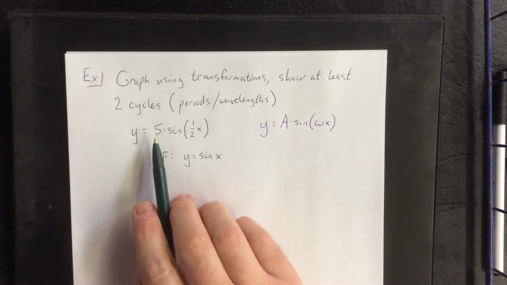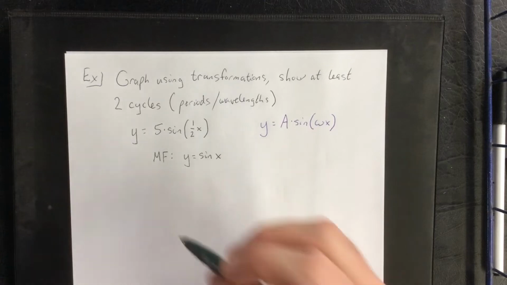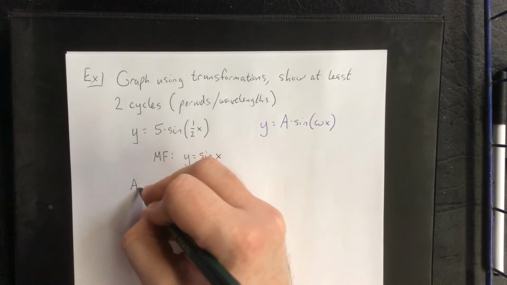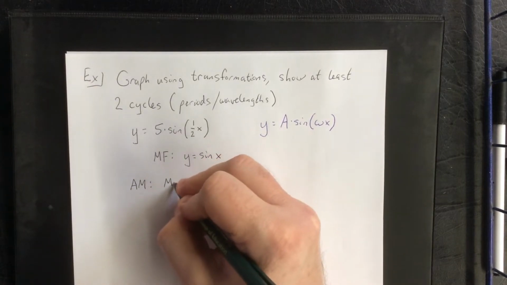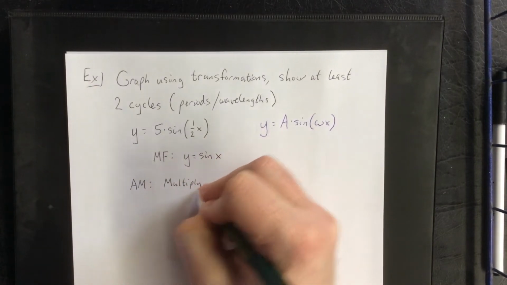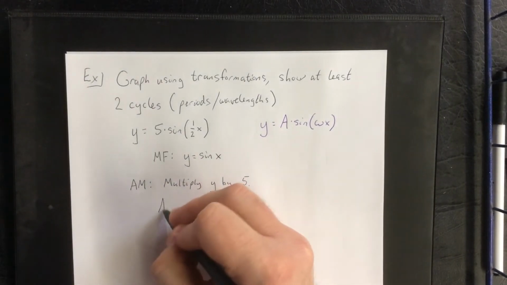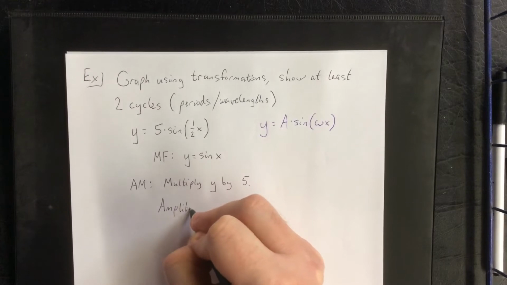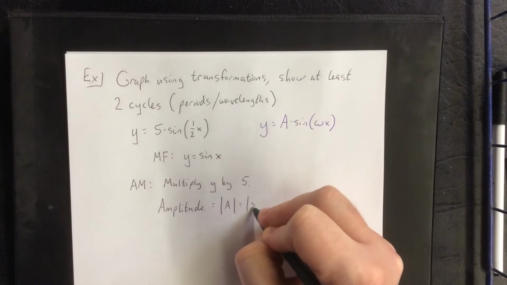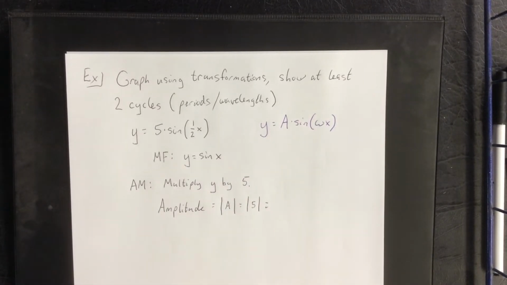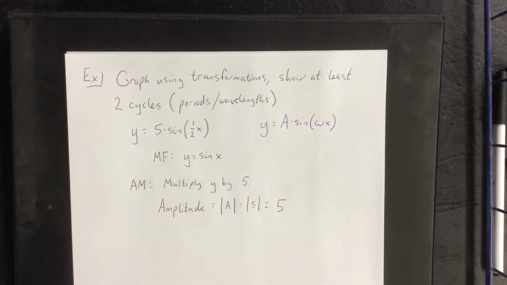There have been both an amplitude modulation as well as a frequency modulation done to this sine function. So with that in mind, let's discuss both. For the amplitude modulation, I see a coefficient of 5. As such, we are going to multiply all of our y values by 5. That also lets us know that the resulting amplitude is going to be equal to the absolute value of a, which in this case would be the absolute value of 5. Because 5 is already positive, the absolute value is not going to have an impact on it, and the amplitude is simply going to be equal to 5.